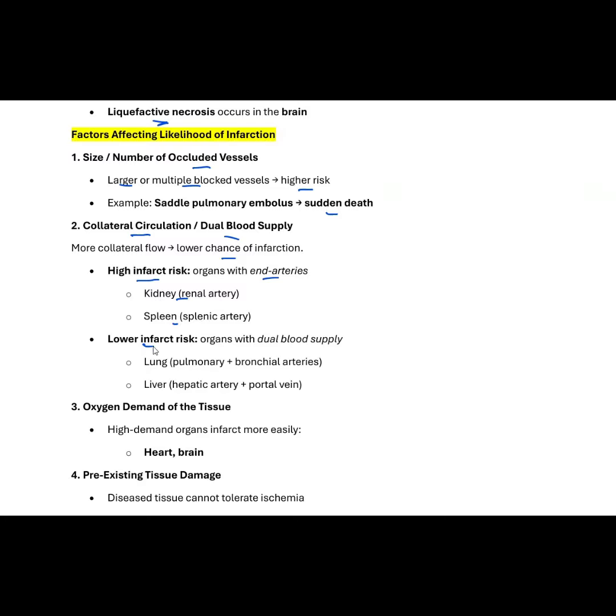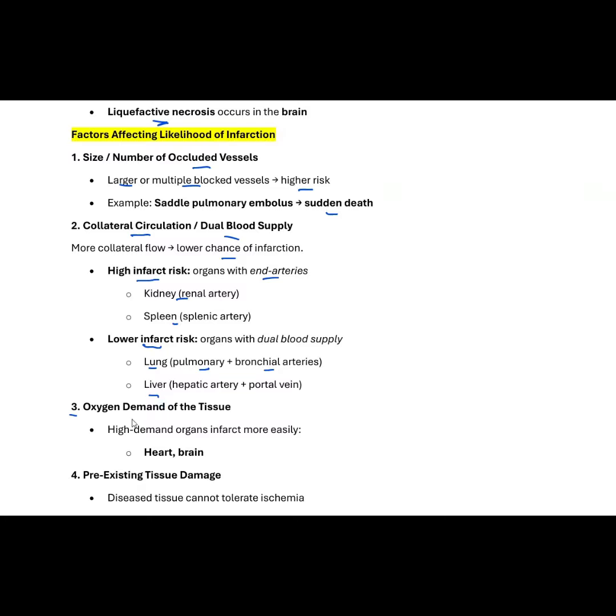And because of that, these tissues are more prone to what? Infarction. Lower infarct risk, those are organs with dual blood supply, like we mentioned. In the case of lungs, we have the pulmonary and the bronchial arteries. As opposed to the liver, we have the hepatic artery and the portal vein. So that's why the lung and the liver are less prone to infarction. As opposed to the kidney and the spleen, whereby they have the end artery or single artery, they are more prone to infarction. Very good.